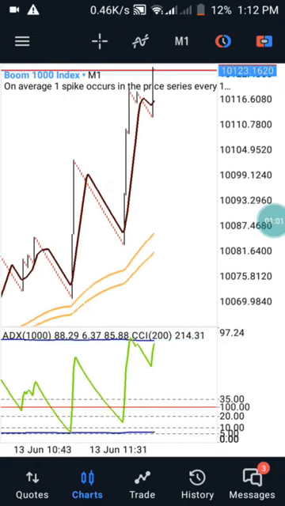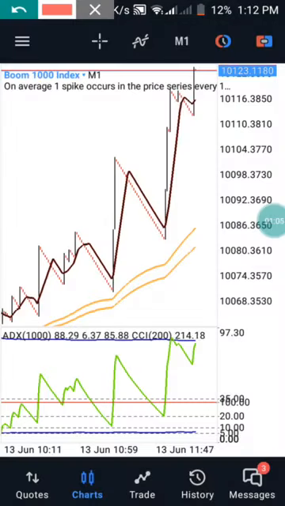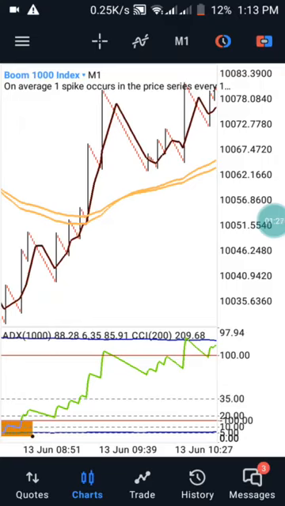So we have moving averages. We have three moving averages inside our main chart. We have the moving average of 150, the moving average of 200, and the moving average of 10. But these two moving averages, which are in yellow color, always show us the move of the market.